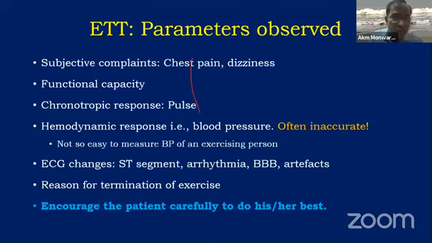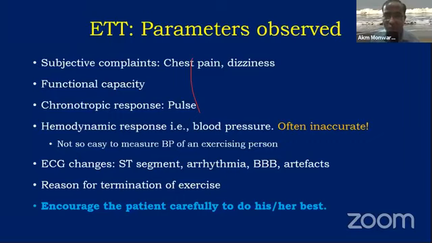The next important one, which is the main theme of ETT, is the ECG changes, especially the ST segment, and in addition, arrhythmia, presence of bundle branch block, and certainly you have to pay due respect to artifacts. They are unwanted, but they are the most important and common accompaniment with the normal tracing. The next one is the reason for termination of exercise. You have to note this, mention this, and write down this. Encourage the patient carefully to do his or her best. Otherwise, even if you are not confident, you can stop the test even at stage 1.